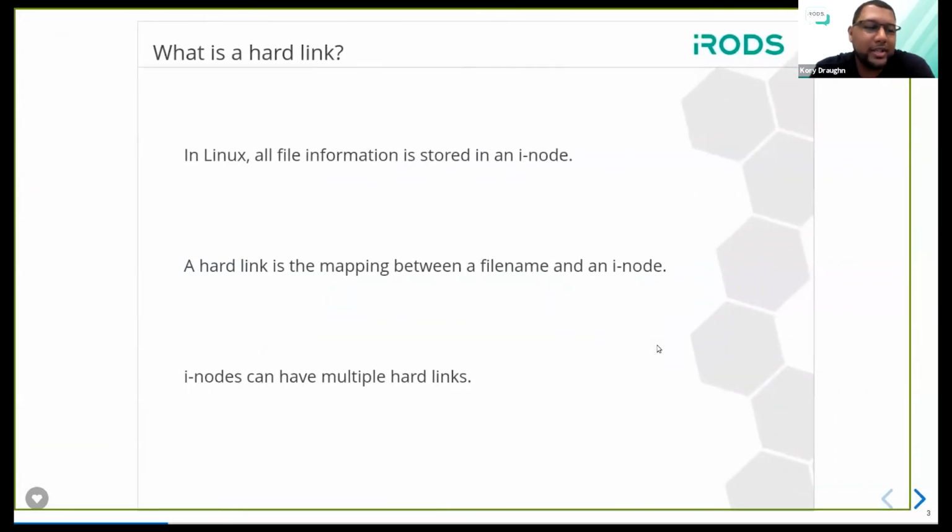So now that we know the reason behind it, we need to know what exactly a hard link is. If we're looking at Linux, then Linux consists of inodes, which hold all file information except the file name. That's important to know because in Linux, a hard link is essentially a mapping between a file name and an inode. And what this enables in that system is for inodes to have multiple names.